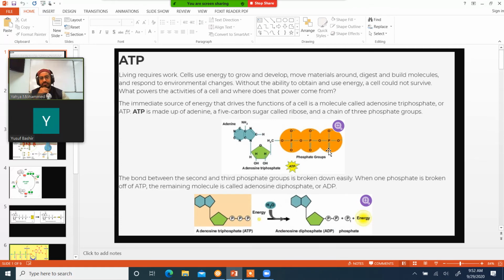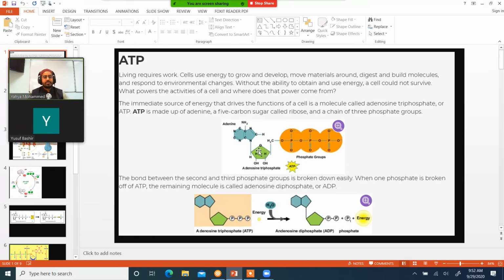It's made of adenine, and a 5 carbon sugar called ribose. Where is that? You see this in the green? That's the ribose sugar right there.